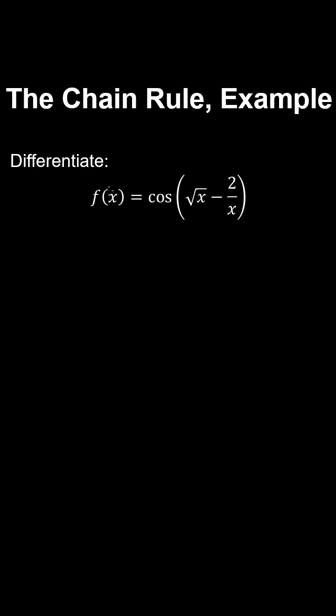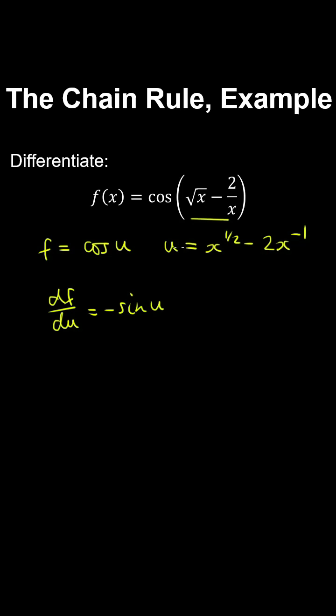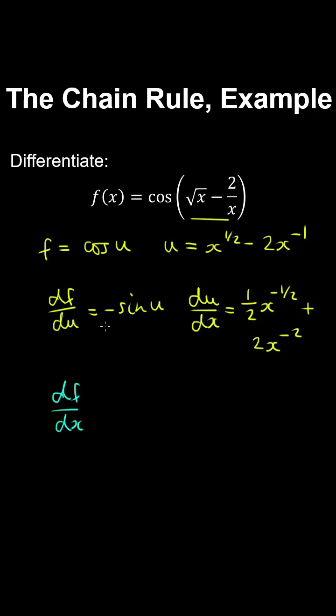Let's evaluate the derivative of the following function, so we can observe it's a composite function. So we can write it as f is equal to cosine u, where u of x is equal to this expression. And now we can evaluate df/du, which is minus sine u, and du/dx using the power rule. And therefore df/dx is the product of those two derivatives, which we are basically chaining together. So that's equal to minus sine u, where u is root x minus 2 on x, and that's multiplied by du/dx, which can be simplified as follows.